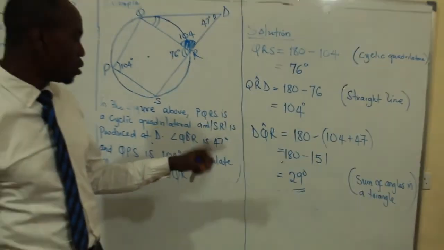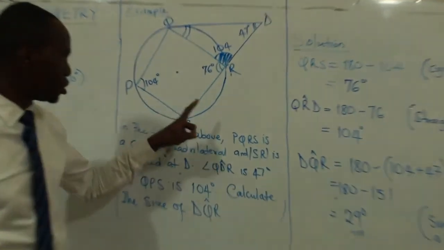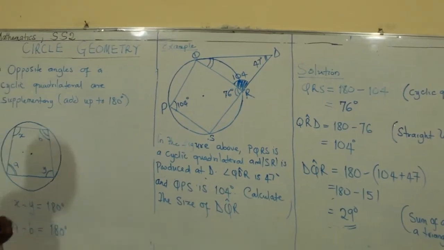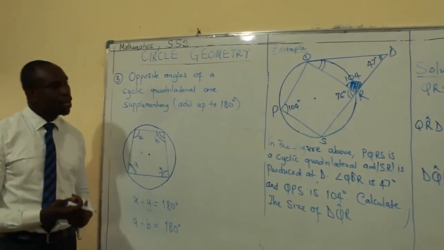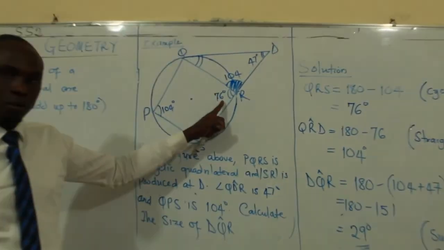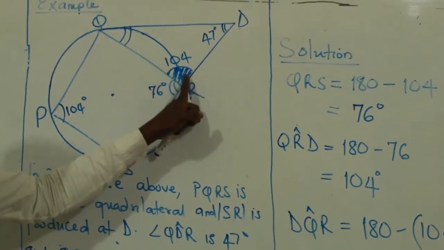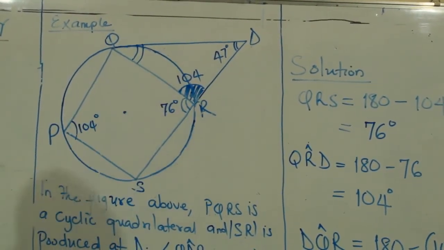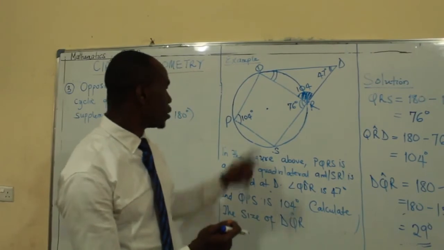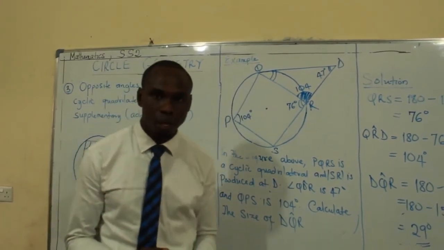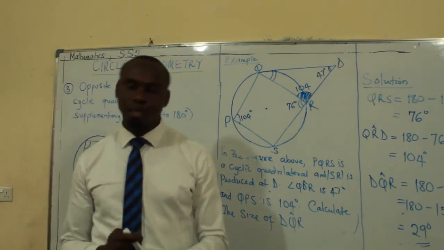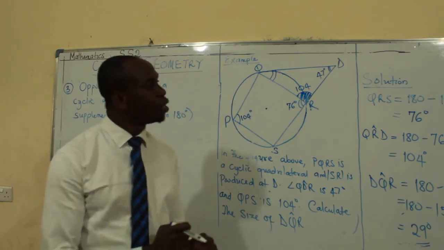I would not have gotten that angle if I hadn't known the relationship between QRS and QPS. And that is what this third theorem is teaching us. So with that understanding, I was able to get this angle, then I was able to get this other angle. And with the knowledge of sum of angles in a triangle, I was able to get the other angle that it asked us, which is DQR. I believe I've been able to teach you 3 theorems today. In our next class, I'm going to continue the other circle theorems.